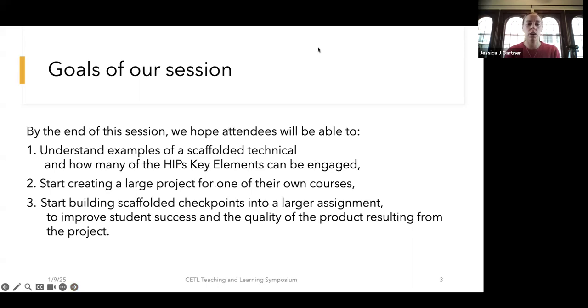And so we have a couple goals for our session. We're really hoping that by the end of this, you'll be able to understand some examples that we give you of some scaffolded projects, specifically in the technical space, and then how a lot of the high impact practices, key elements can be incorporated into those scaffolded projects. And then really start thinking about maybe creating a large project for one of your own courses, or maybe thinking of something that you already have in one of your courses, how you could make it a bit more scaffolded or sort of add check-in points for student success.